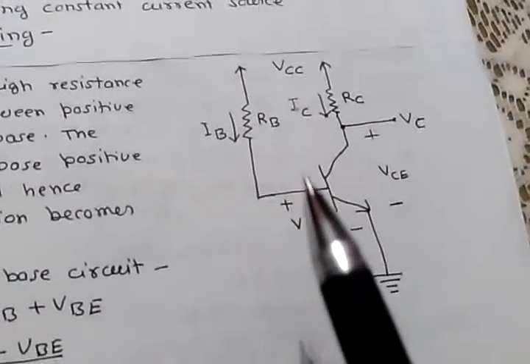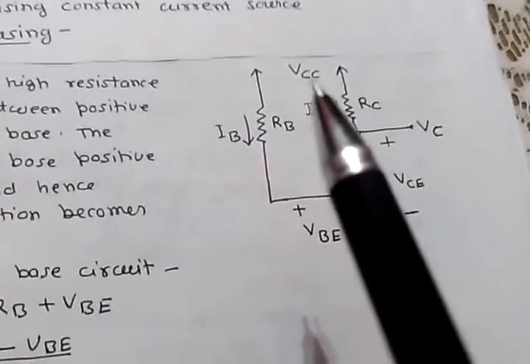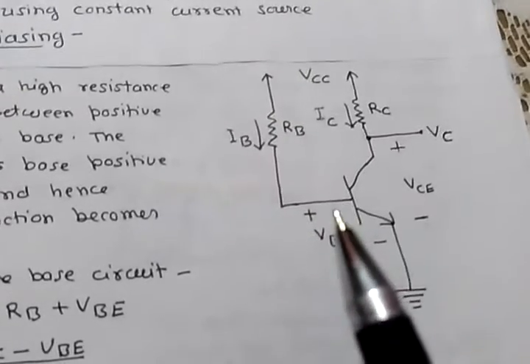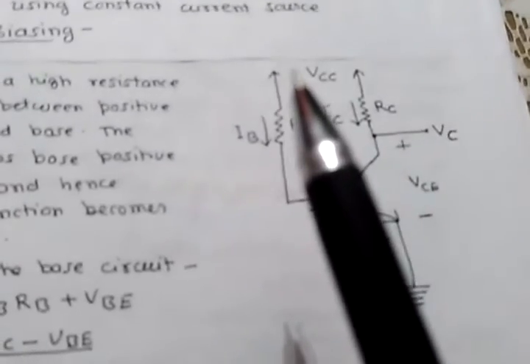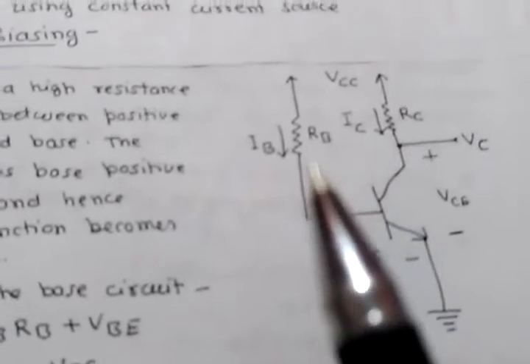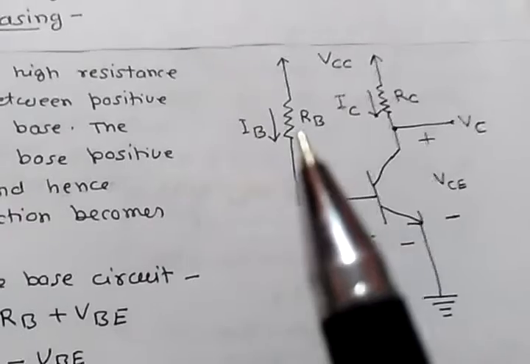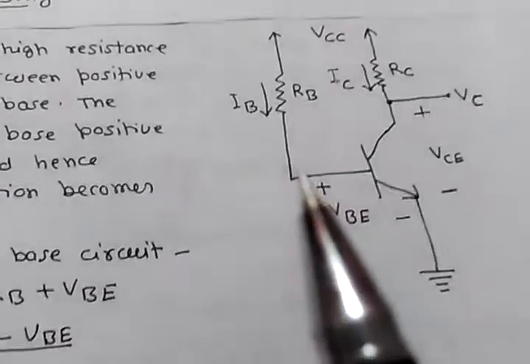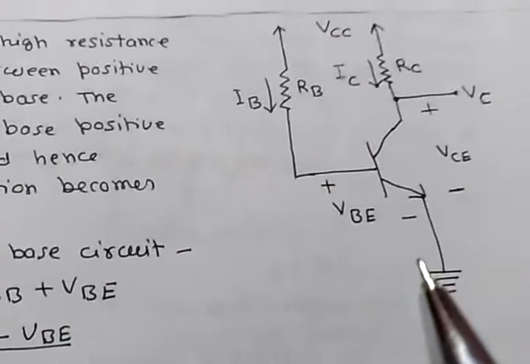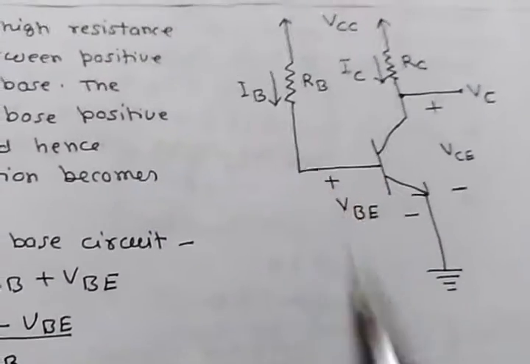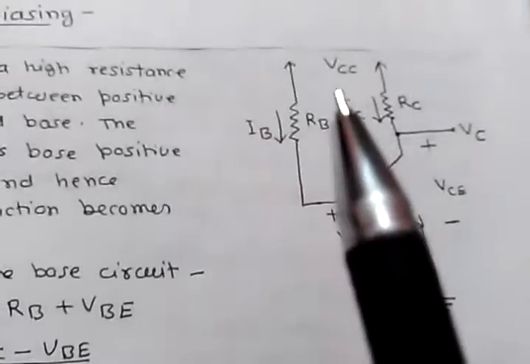In this case we use a power supply VCC, and we use a high resistance RB between the base and the positive end of the power supply. This power supply VCC and resistance RB keep the base positive with respect to the emitter. So the base emitter junction is forward biased due to the positive power supply.